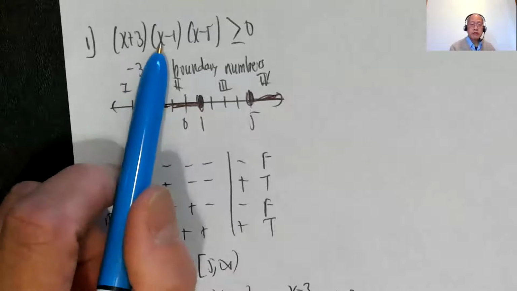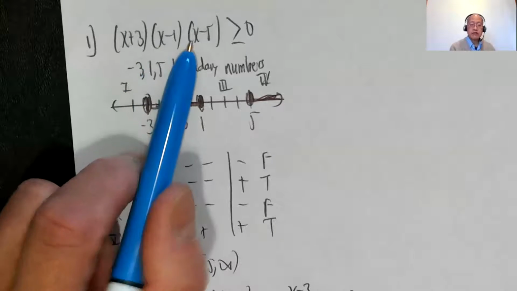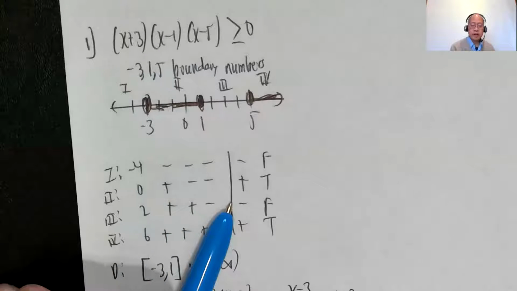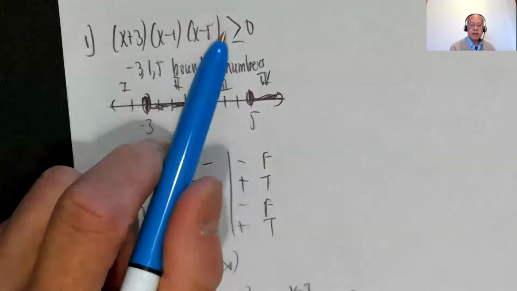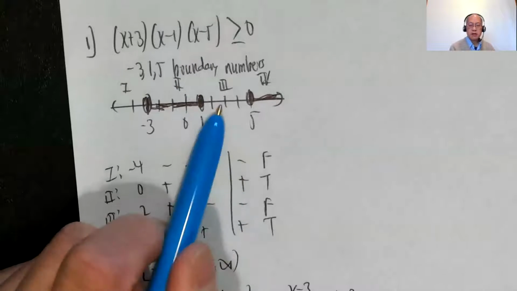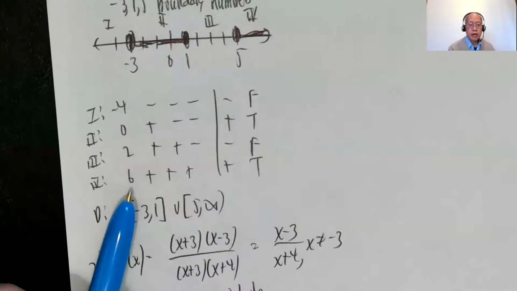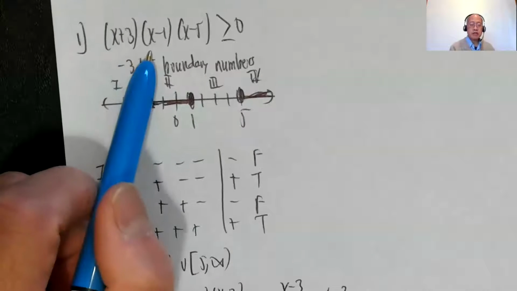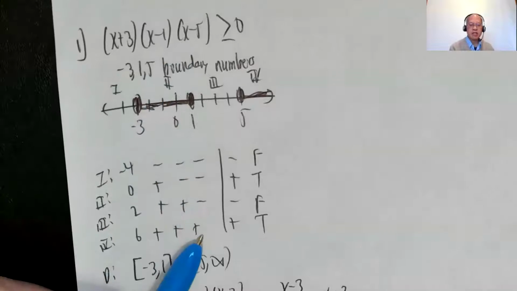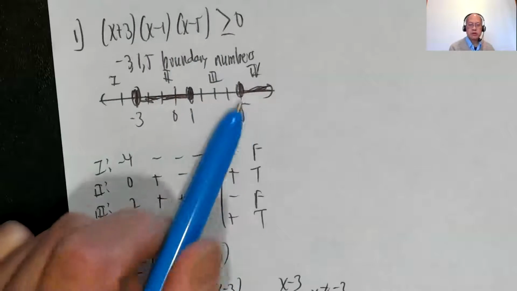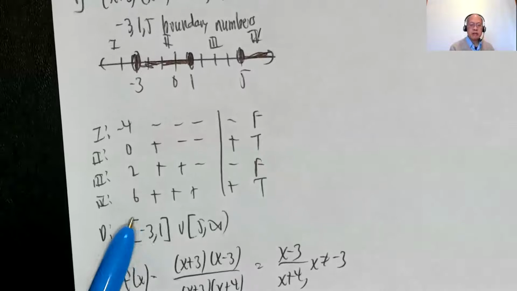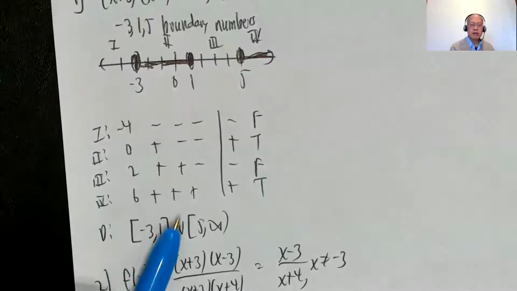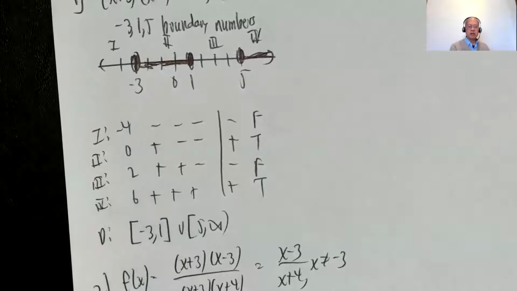Region 3, 2. 2 plus 3 positive, 2 minus 1 positive, 2 minus 5 negative. So 1 negative makes the whole thing negative. Greater than or equal to 0, no, that's false. Don't shade in region 3. And region 4, 6. 6 plus 3 positive, 6 minus 1 positive, 6 minus 5 positive. 3 positives makes a positive. Positive greater than or equal to 0, true. So the domain is [-3, 1] union [5, infinity).